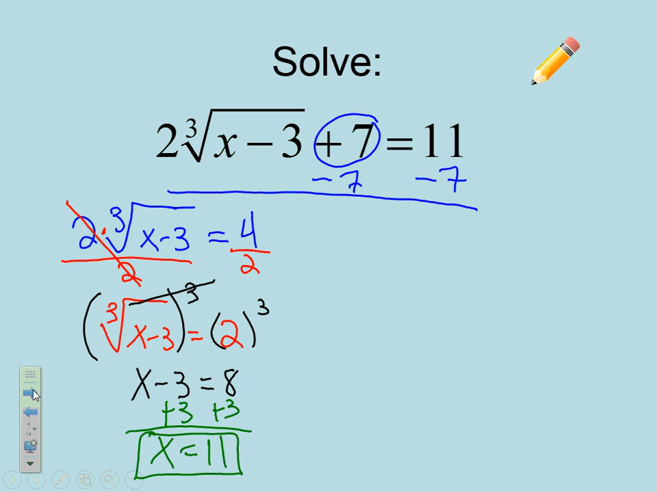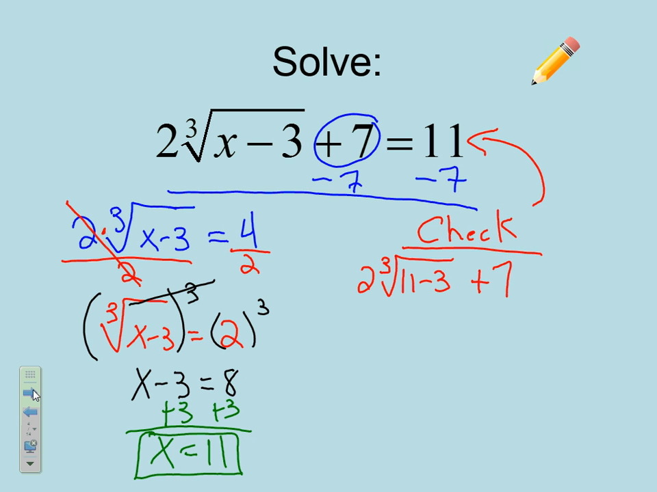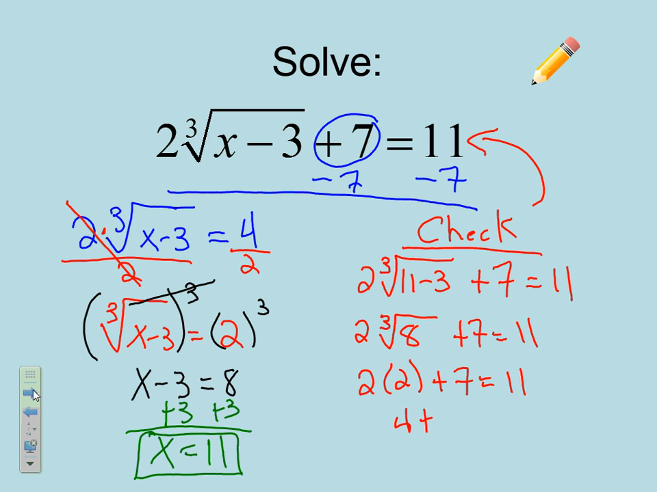Now we need to check our answer. So over here we're going to write check. Plug it into our original problem. So I have 2 times the cube root of 11 minus 3 plus 7 equals 11. 2 times the cube root of 8 plus 7 equals 11. The cube root of 8 is 2. So 2 times 2 right here is 4 plus 7 must equal 11. And yes, ladies and gentlemen, 11 does equal 11. So this is correct. We got the correct answer.